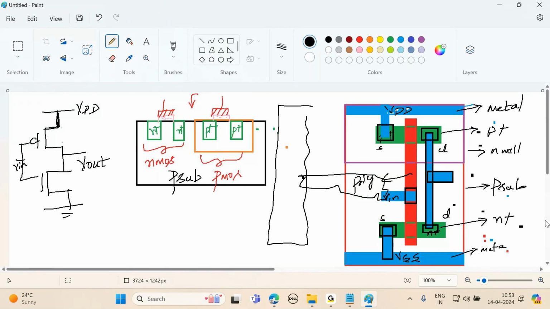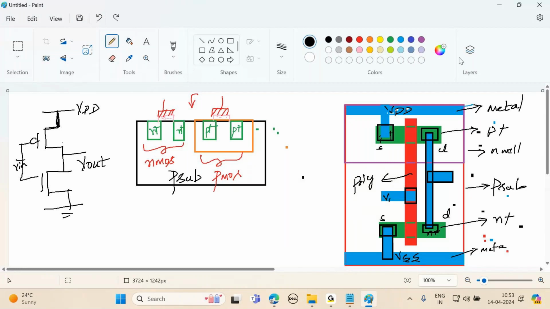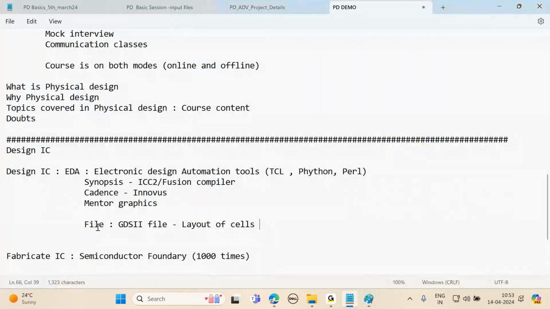So like that, connection of layout is called as what? Connection of layout is called as GDS file. So I talked about GDS file. This layout information will pass to the semiconductor foundry to get the IC fabricated. So now how to get this GDS file? That process we will discuss in the second half.